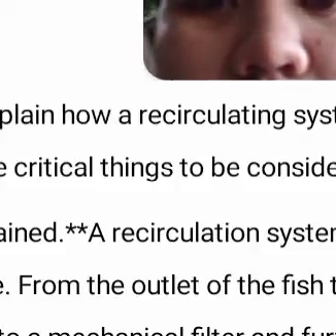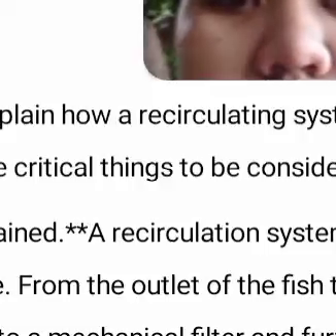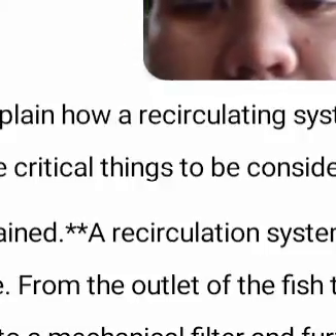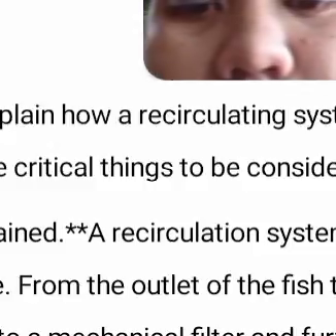From the outlet of the fish tanks, the water flows to a mechanical filter and further on to the biological filter before it is aerated and stripped of carbon dioxide and returned to the fish tanks.